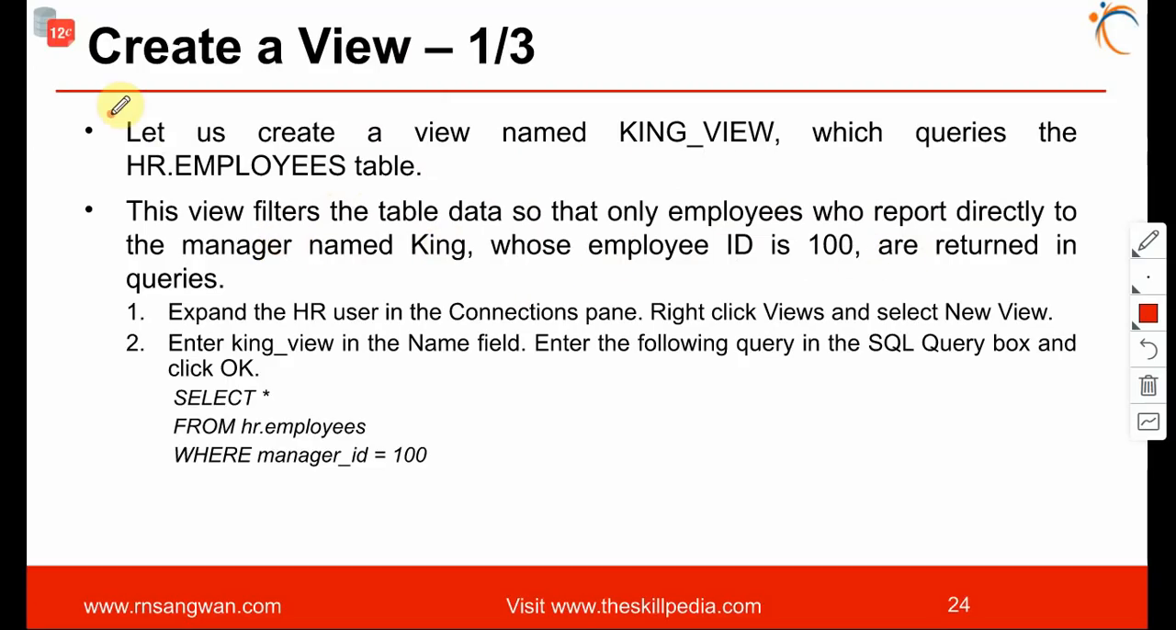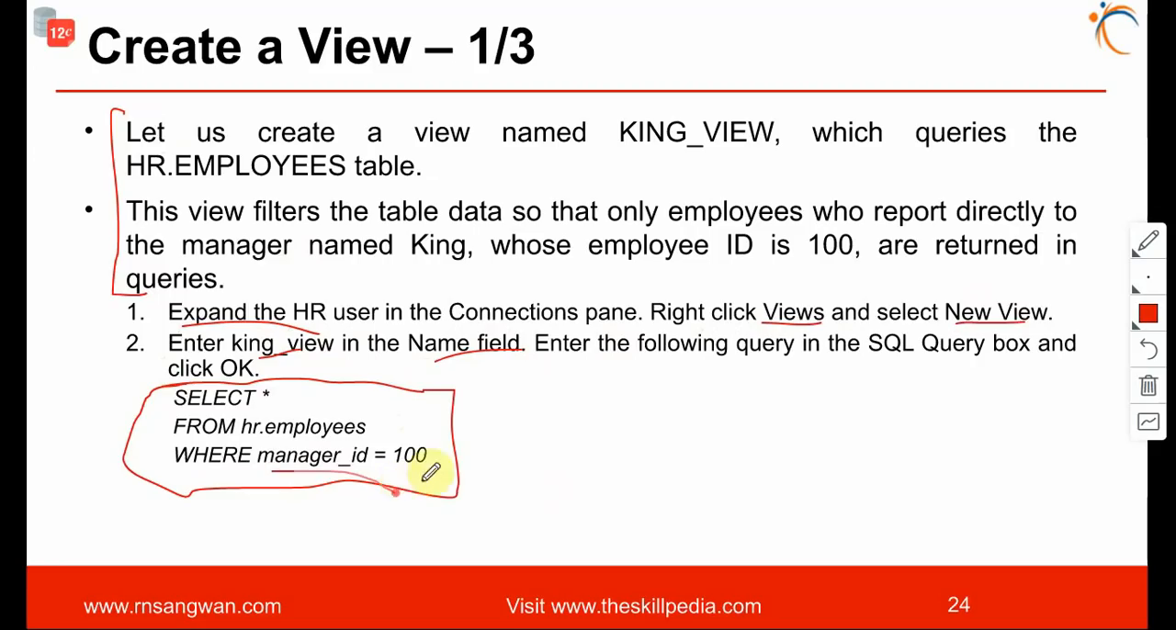So this is the target, this is the objective, to create this view with this data. Expand the HR user, and then right click on the views and select new view. So enter the name of the view as king view in the name field, and then enter the query: select star from hr.employees where manager id is equal to 100. Simple query, and that's how we define the view.